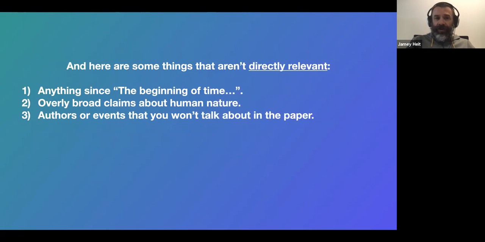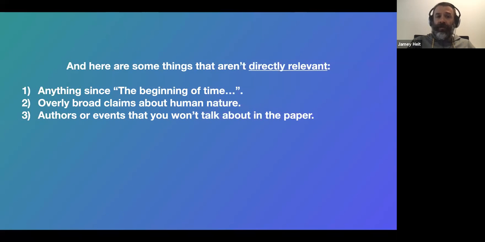Now, something that's important to think about is what you should not include as background information. Unfortunately, here too, there are a couple of helpful guidelines to keep in mind. The first thing you should not include is anything since the beginning of time or something overly broad. Remember, a paper is focused. You're talking about a specific thing. You're not going to cover understandings of love since the beginning of time. So don't start your paper that way. We'll come back to how do you start the paper here in just a second. Don't be overly broad. Be specific in setting up your paper.